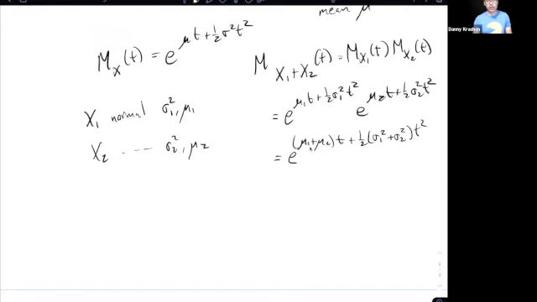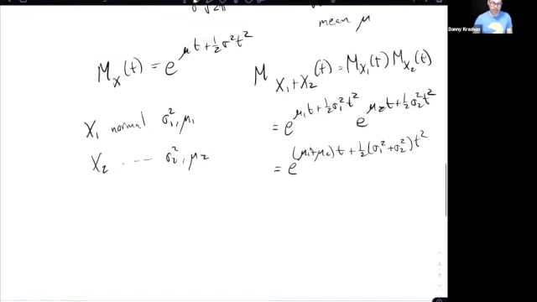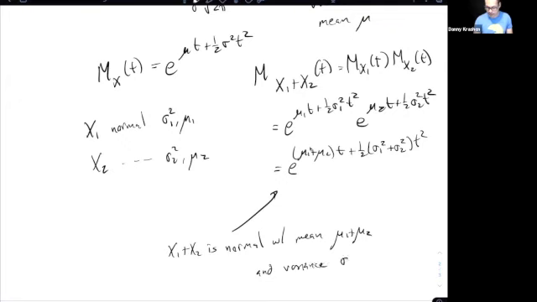So what do we see? We see that this is just another one of these, and we find that x1 plus x2 is a normal random variable with mean mu 1 plus mu 2, and variance sigma 1 squared plus sigma 2 squared. And boom, that's kind of cool.